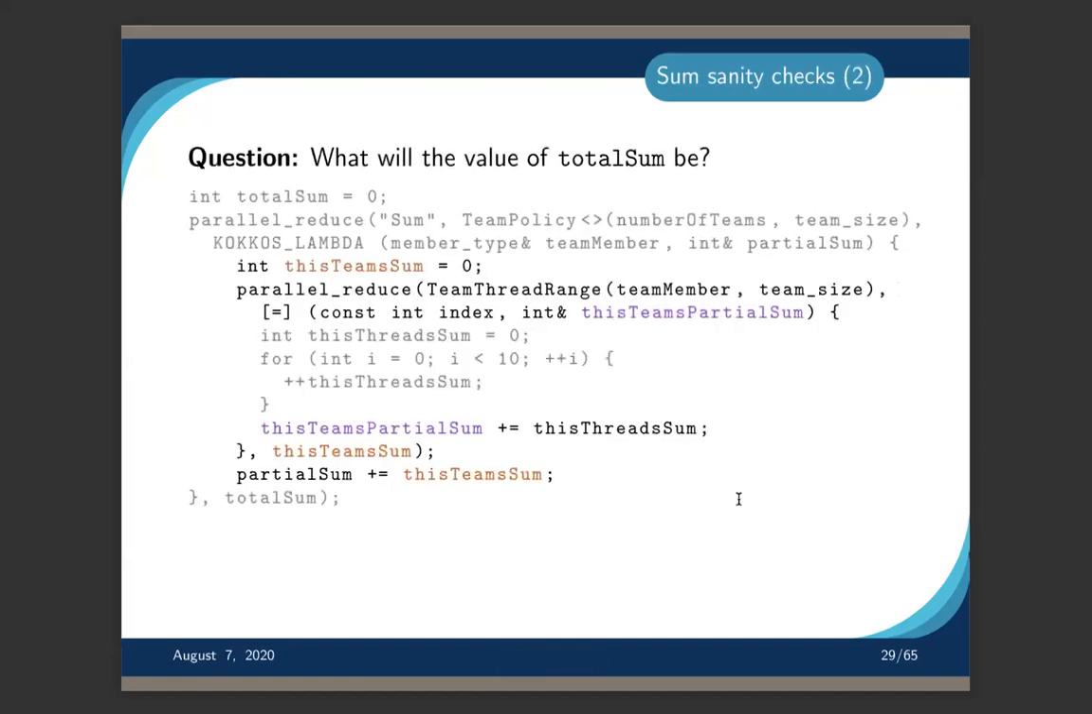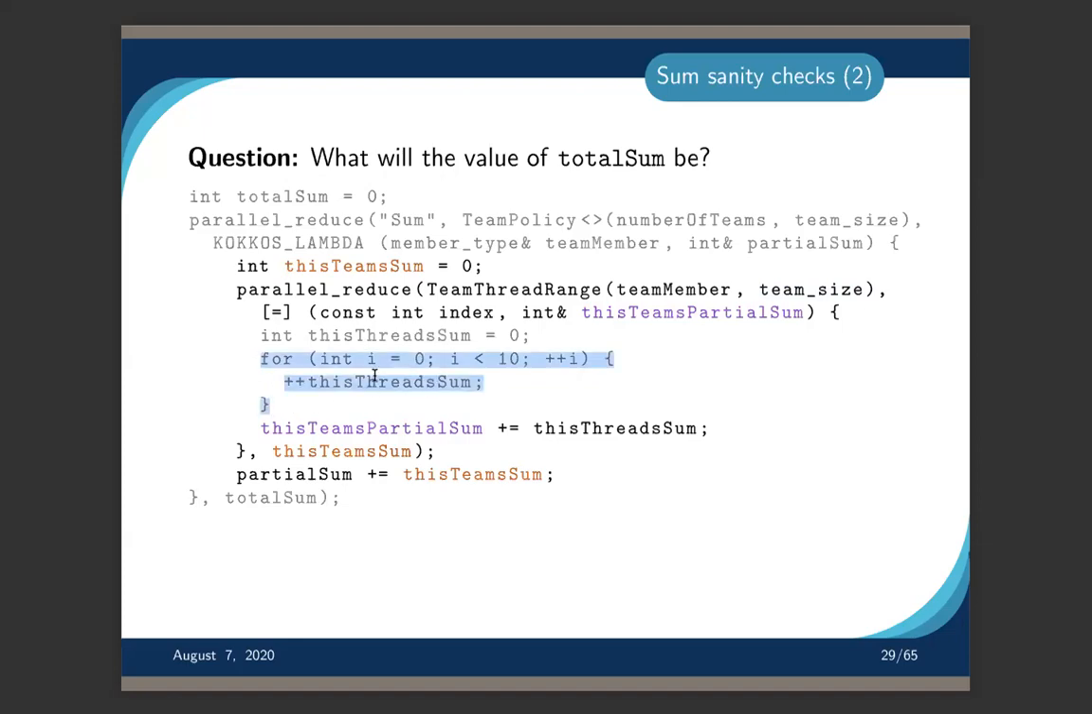Now I do something additionally. I wrap this inner loop into an additional parallel reduction. But I make the parallel reduction only run team size iterations. That means every thread in the team will execute that inner thing here once. Okay? Every thread will do that once. So this increment will actually be executed exactly the same amount of times as in the previous example. But the answer changes. Why?